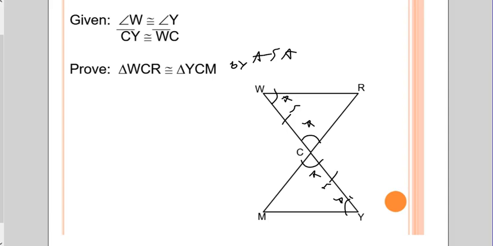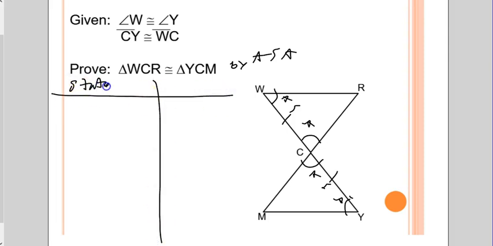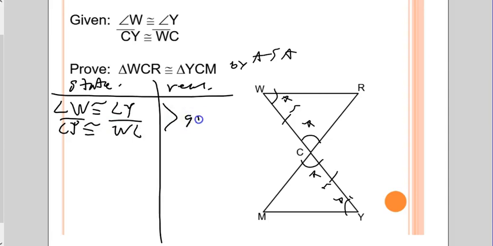Now, you have to be careful here on this one. This one is going to be careful on order. We'll talk about why. So go with the given first. Angle W is congruent to angle Y, and CY is congruent to WC. That's given. Now, what did we add? Well, we added those angles, but we can't just say angle C. So we have to say angle WCR. Now remember, I could say RCW. It doesn't matter.